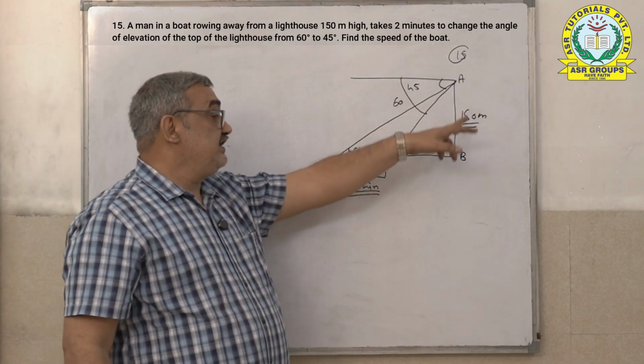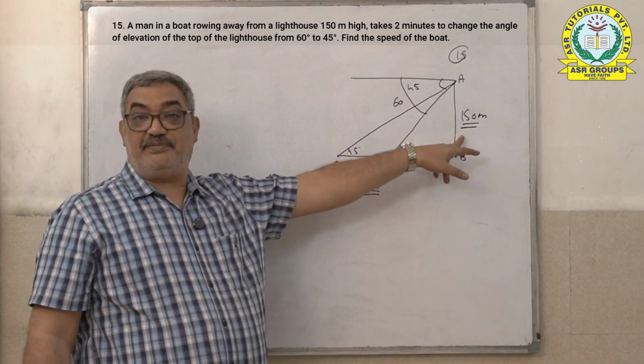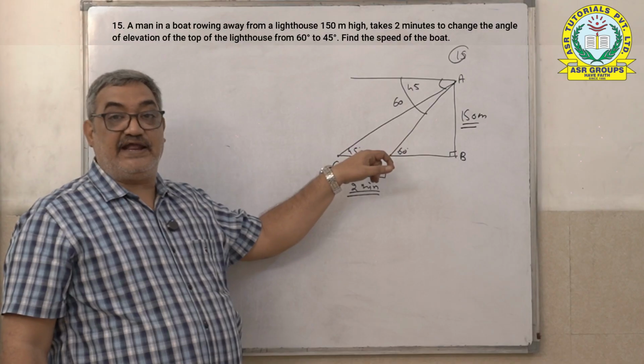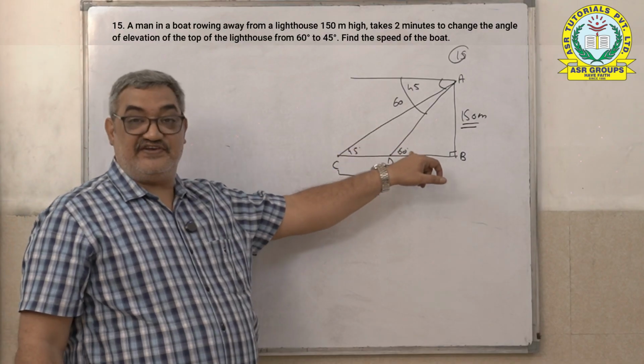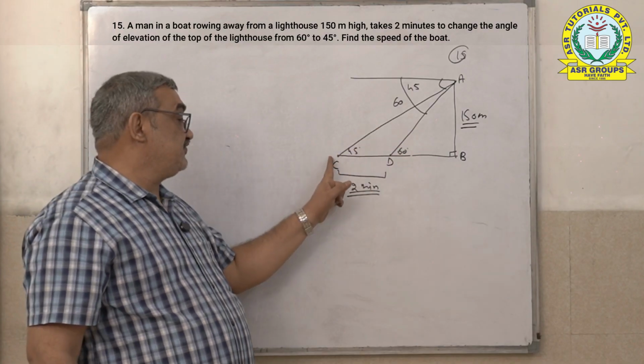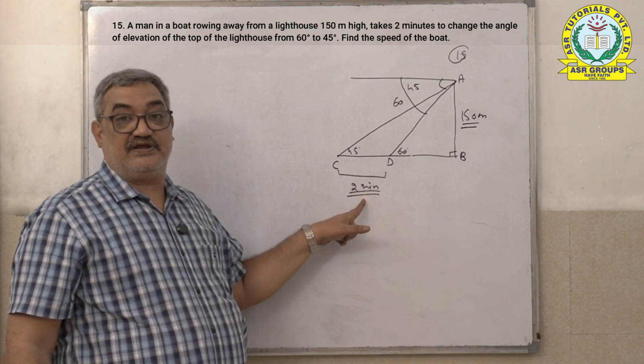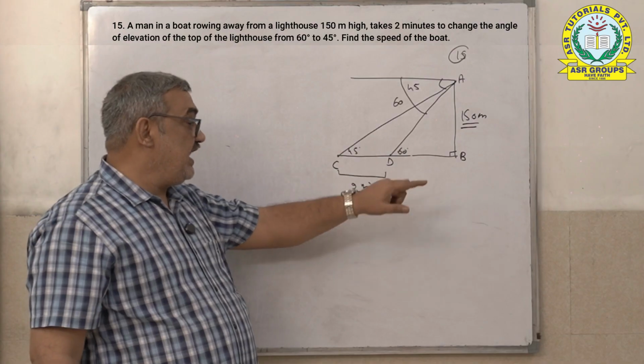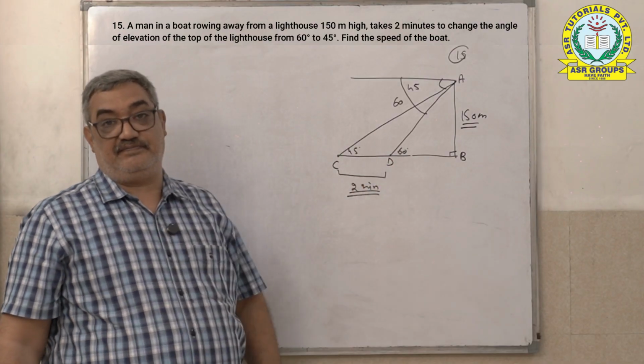So AB is the tower, 150 meter. This angle is 45 degree. This angle is 60 degree. And from C to D it took 2 minutes. Let us find out how much time it will take and what is the speed.